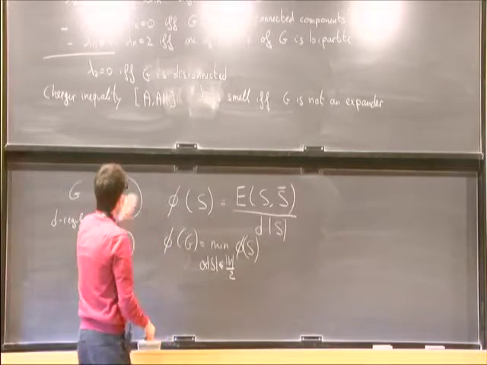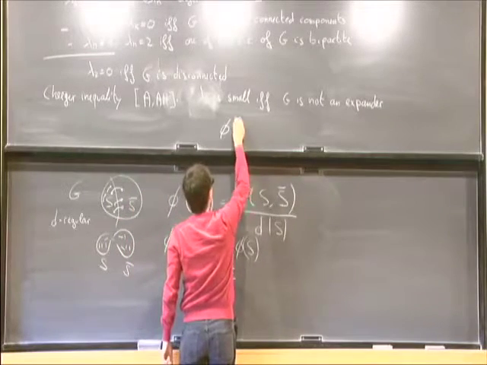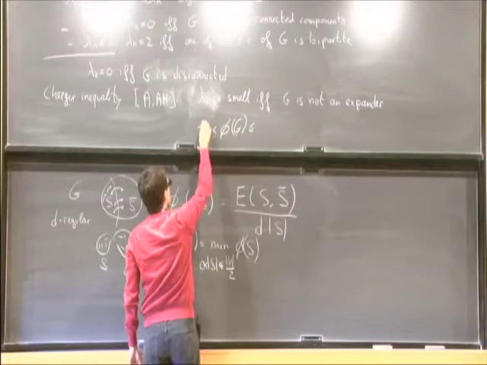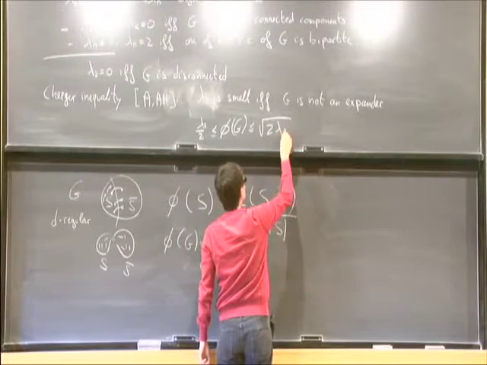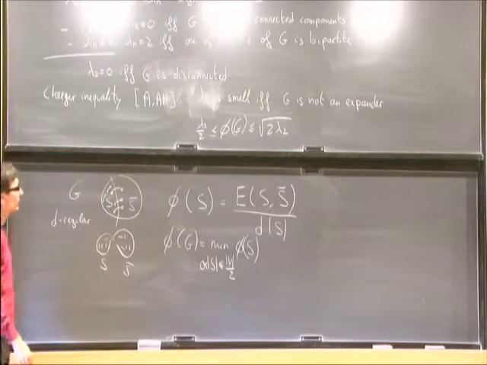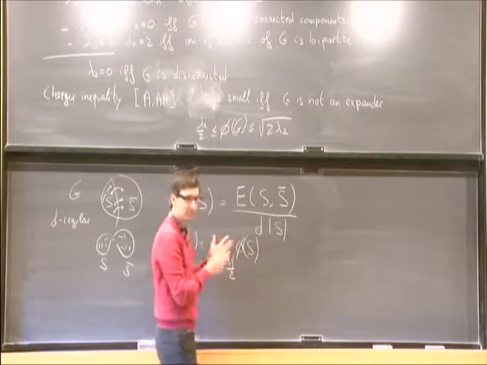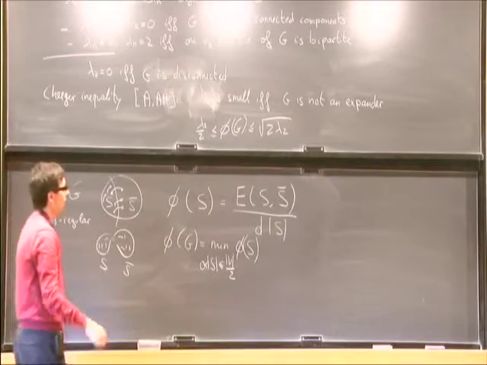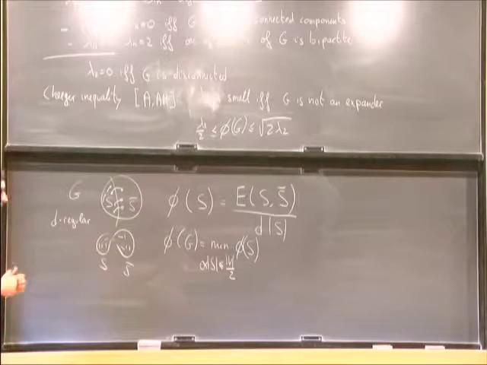So then the precise statement of this fact is that the expansion of G is both upper bounded and lower bounded by lambda 2. So it's at least lambda 2 over 2. It's at most square root of 2 lambda 2. Or maybe the 2 is outside of the square root. So one of those quantities is small if and only if the other is, up to this square root approximation.